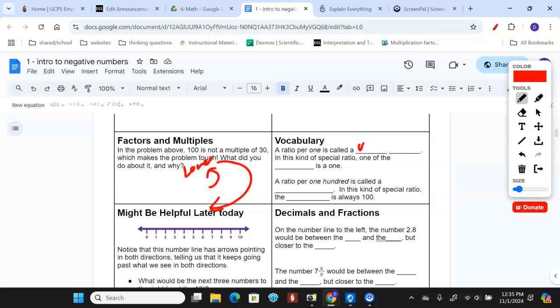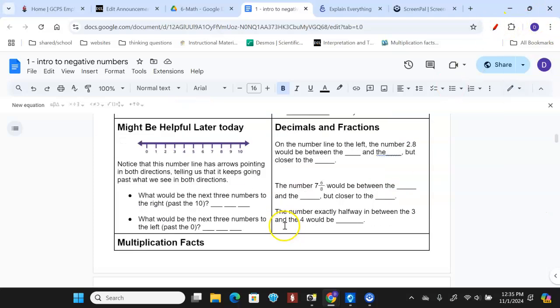Ratio per 1 is called a unit rate, a special ratio with a 1. Hopefully we've got that down. And in a unit rate question, one of the parts is a 1. A ratio per 100 is called a percent or a percentage or a percent ratio. Any of those are fine. In those, the whole is always 100. So remember back there, I said what out of 100 it went in the whole. Percent's always the whole is 100. Might be helpful later today.